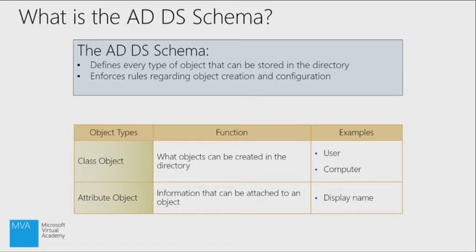It defines every type of object that can be stored in the directory and enforces rules regarding object creation and configuration. There are some examples provided. There's a class, which defines what objects can be created in the directory, for instance, a user or a computer. And then attached to those classes, there are attributes. Information attached to an object: a display name, a username, a computer name, a phone number. There are hundreds of attributes. We could be here all day.